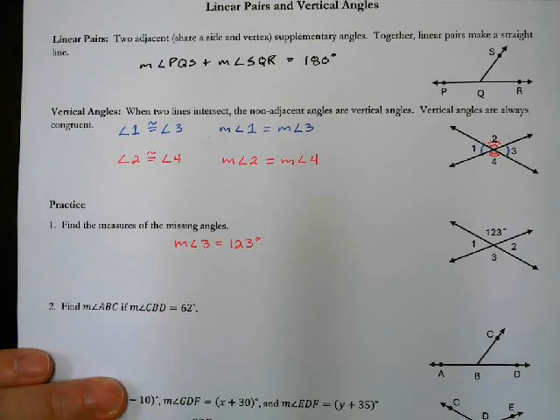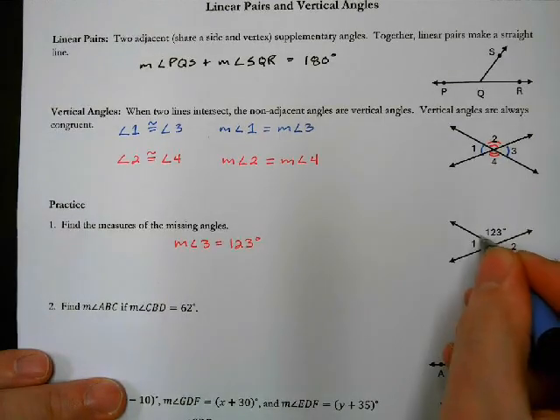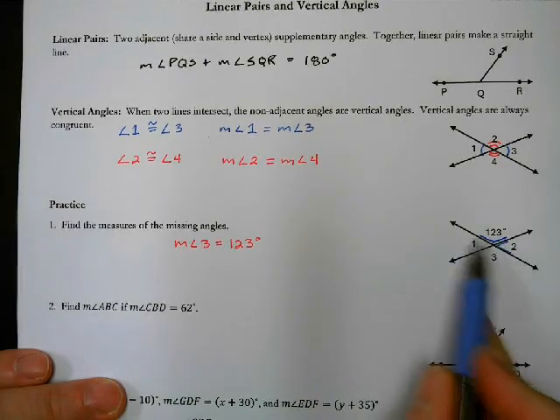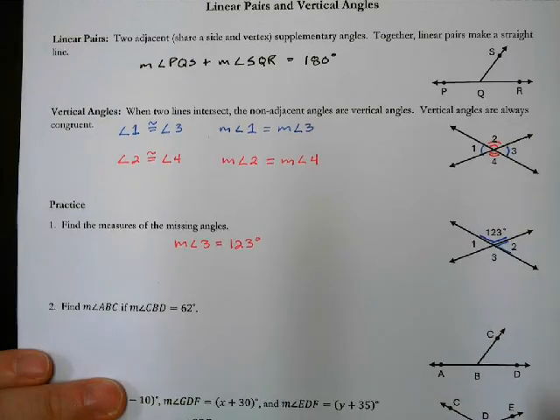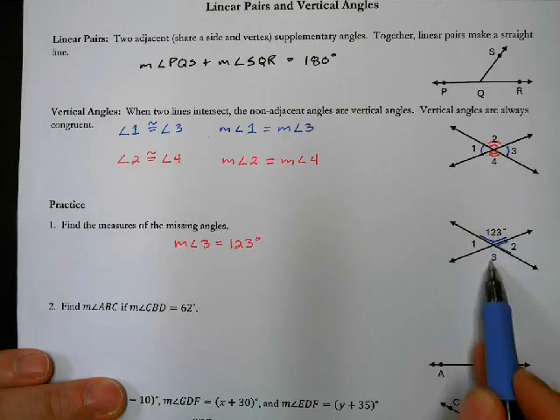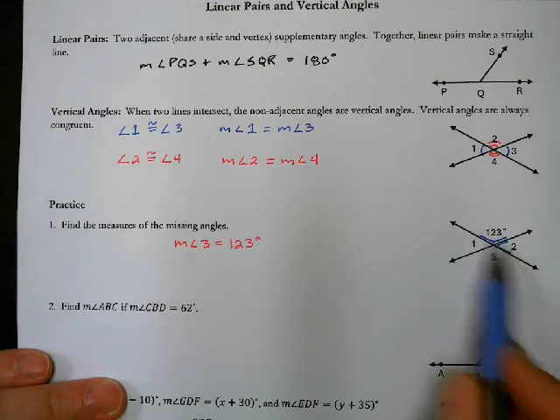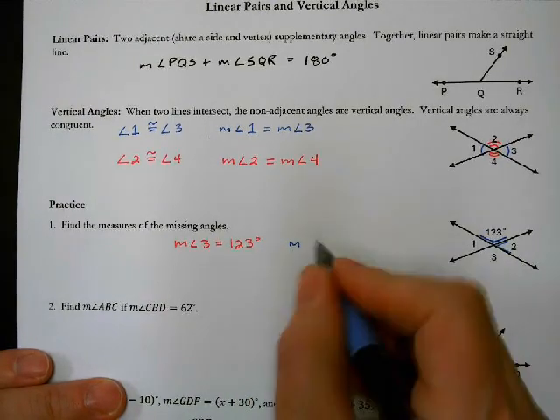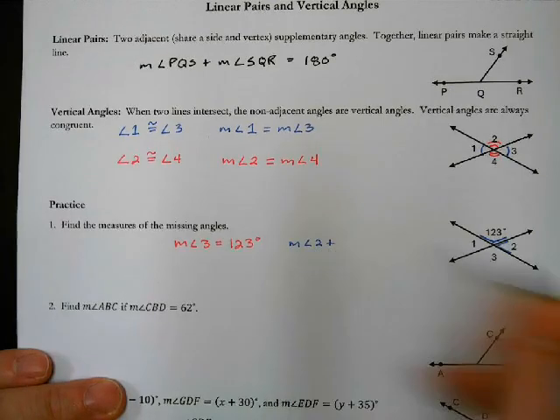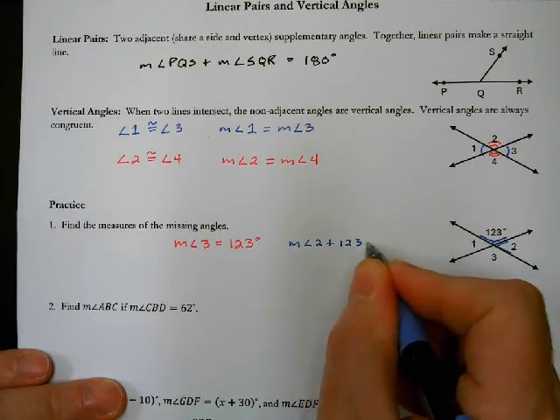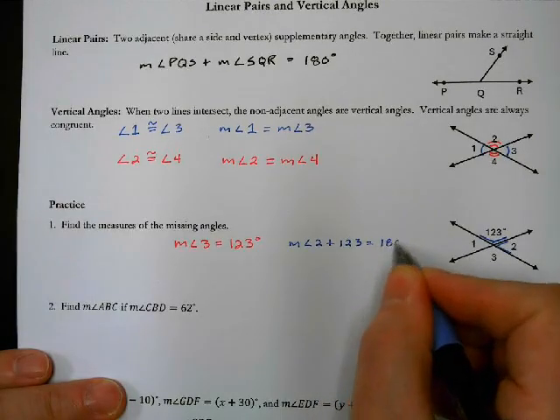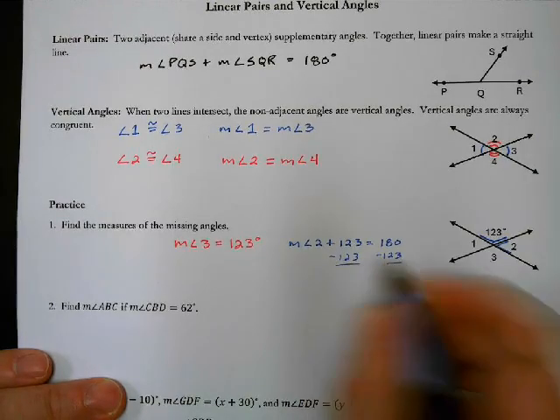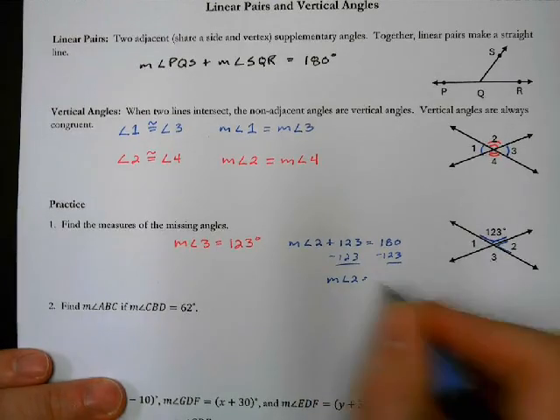Now over here, this angle and this angle, together those two angles make a straight line. Therefore, those two are linear pairs. So these were vertical, but these are linear pairs because they're adjacent supplementary angles. So we can say that the measurement of angle 2 plus 123 equals 180. So I'll subtract 123 from both sides. We get the measurement of angle 2 is 57 degrees.